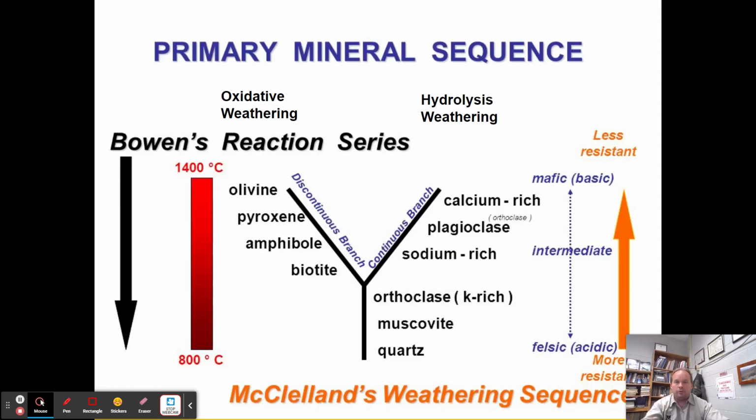So if we go back to Bowen's reaction series, we get oxidative weathering over here and hydrolysis weathering over here. And of course, this is what's called Goldich's weathering sequence. These are the more resistant minerals down here, and these are the less resistant minerals up here. So you can pause it here and take a look at this image for a little while and study it.